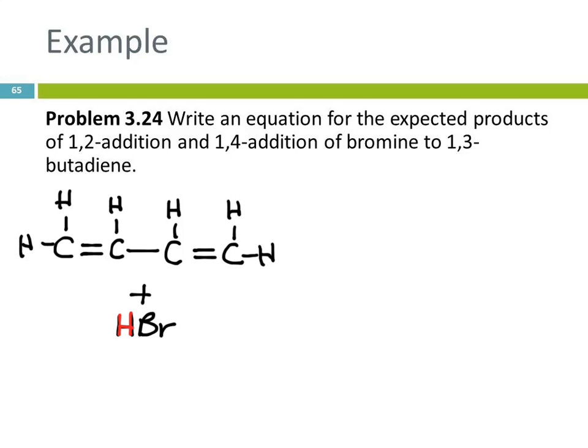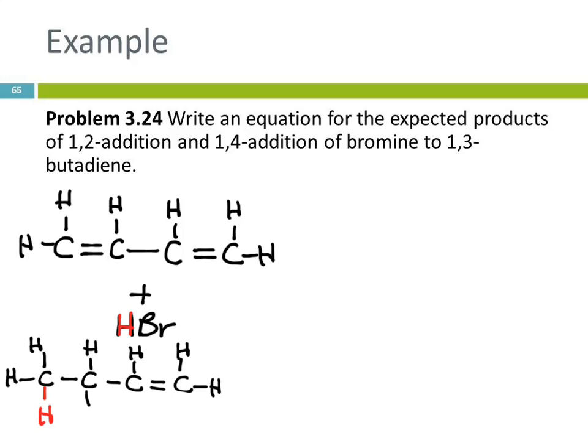So 1,2 addition tells us that, what am I doing here? I'm zooming around, I got lost on my iPad. This molecule is going to add to the 1 and the 2 carbons, and the hydrogen is going to go to the one that has more hydrogens already. So it's going to go to this carbon, and the bromide is going to the other carbon. This is an example of 1,2 addition. They're adding to 1 and 2.